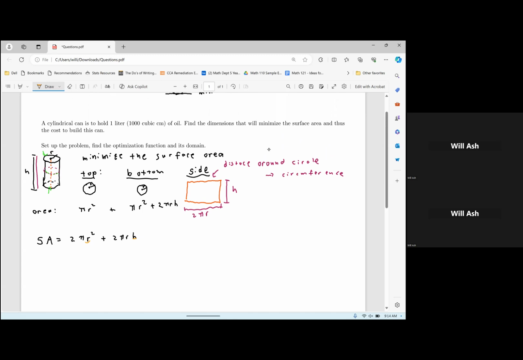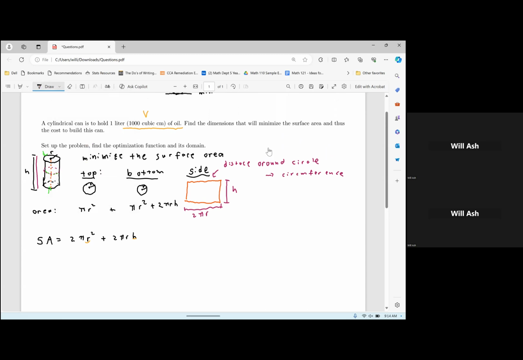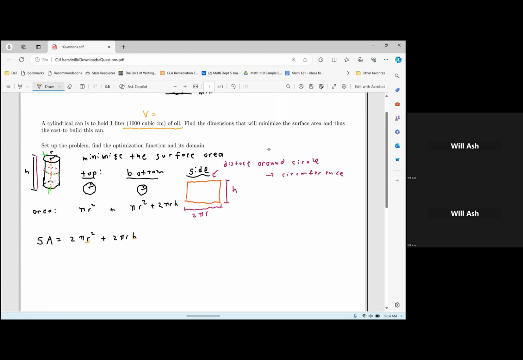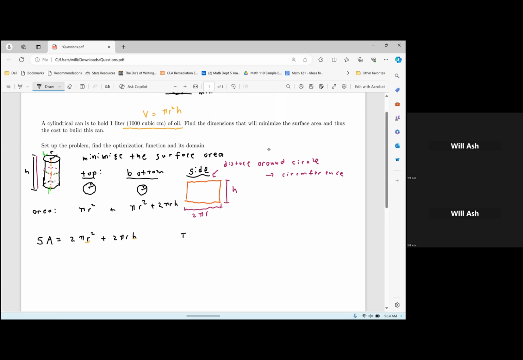That we hold 1,000 cubic centimeters of oil. Cubic centimeters indicates that we're talking about a volume. And then I guess what's the volume of a can? Well, I guess that's just the area of the base times the height. So, all right, that was going to be our constraint. I know if I take pi r squared times the height, I'm going to get 1,000 cubic centimeters.